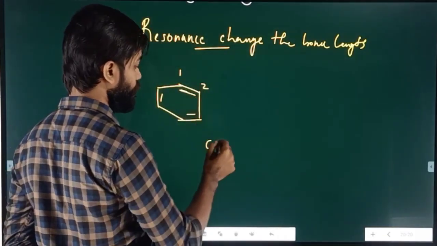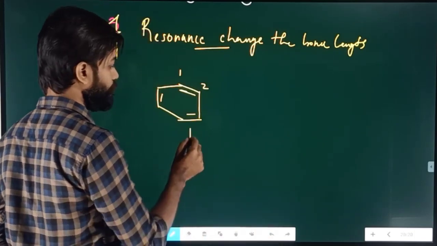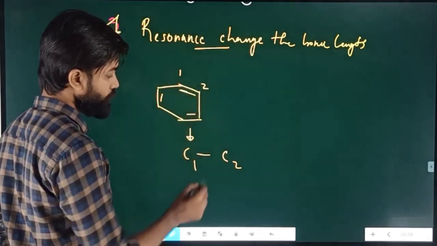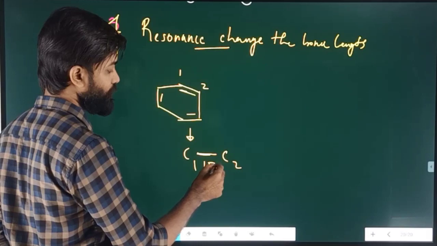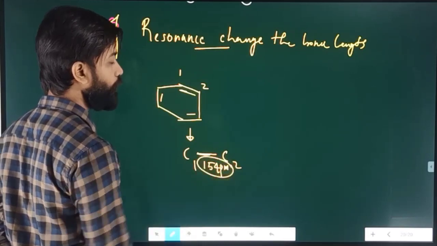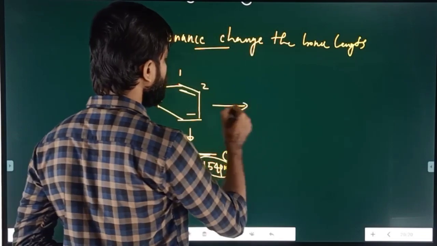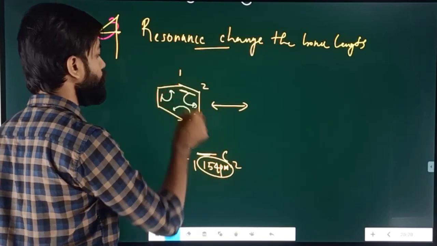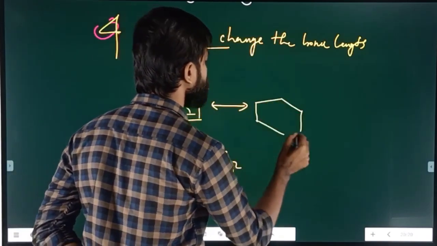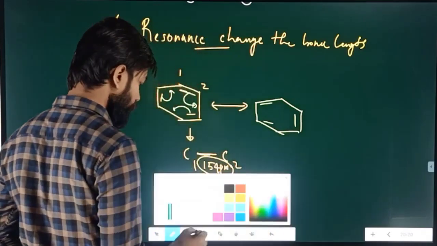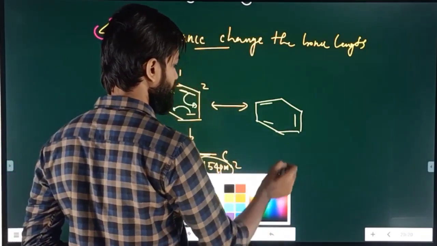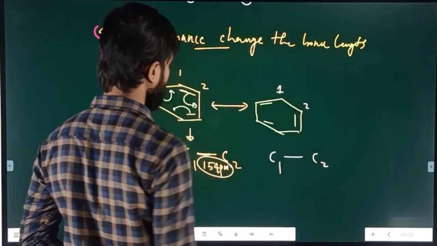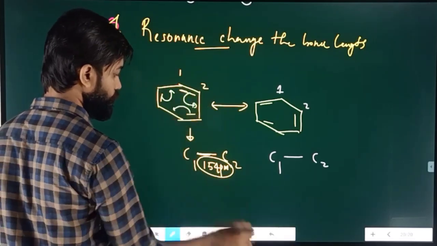This is a carbon-carbon bond. Over here, this is carbon number 1 and carbon number 2. C1 and C2 is a single bond, so we have an expectation of 154 picometer bond length. But what about its resonance structure? This bond jumps to here, this to here, and this to here. Then you obtain a resonance structure like this. And still we have C1 and C2 here. Now what is the C1, C2 bond here?